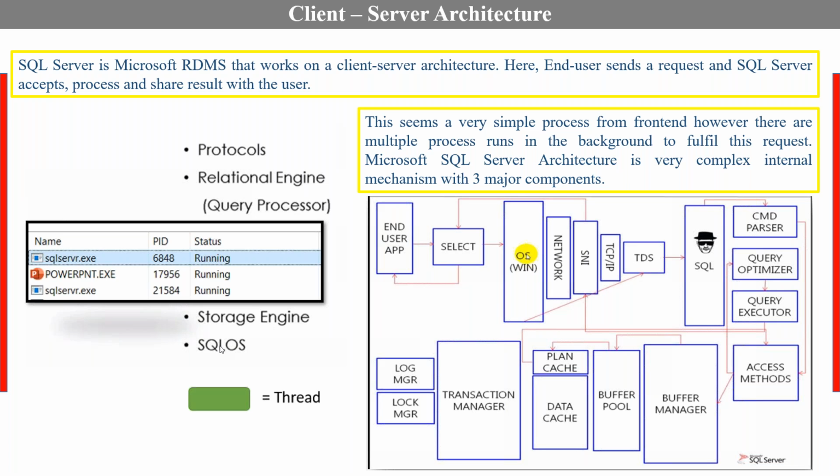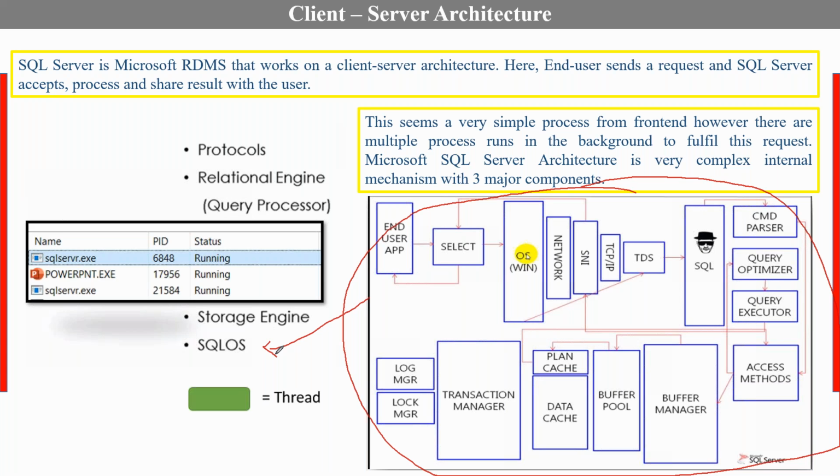Okay, so that completes the SQL OS architecture discussion, because on top of this layer we have one more architecture called SQL OS architecture. It is very simple: it is the one which is interacting with your Windows. SQL OS is simply interacting with Windows to process your request.